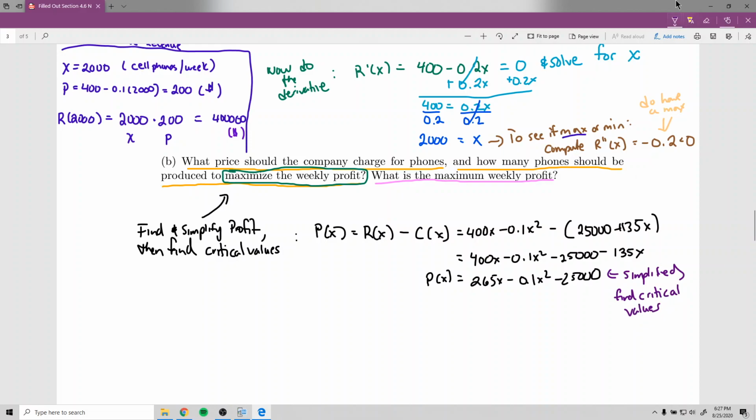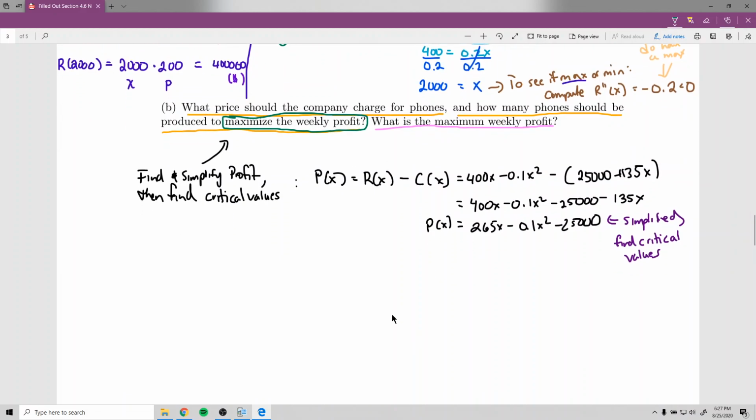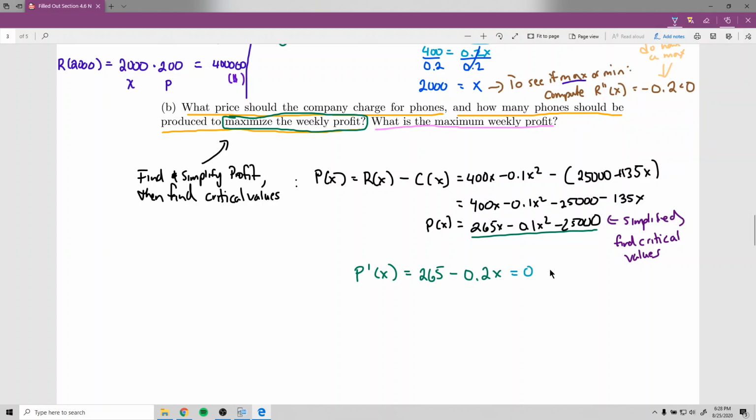So taking the same steps. First step, we figure out our formula. Now we're going to do the derivative of the formula we want to maximize or minimize. So the derivative of our profit is 265 minus 0.2x. And then we want to find the critical numbers, so we set it equal to 0 and solve to find the critical numbers.